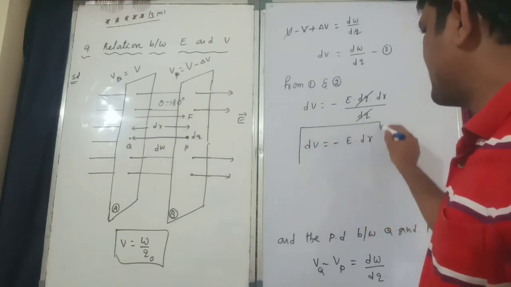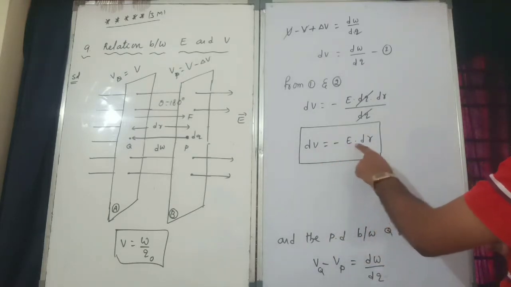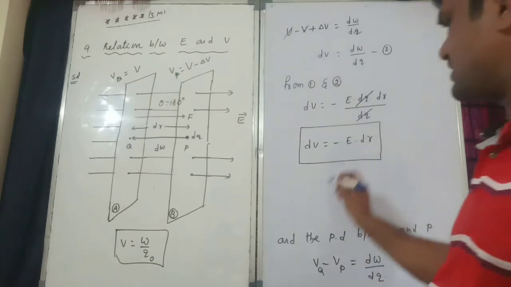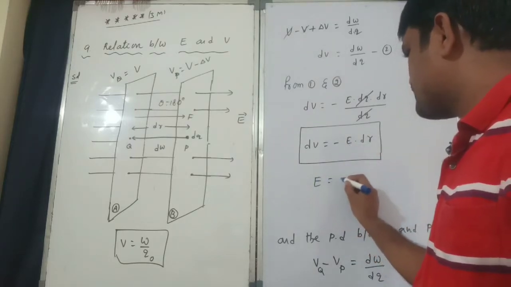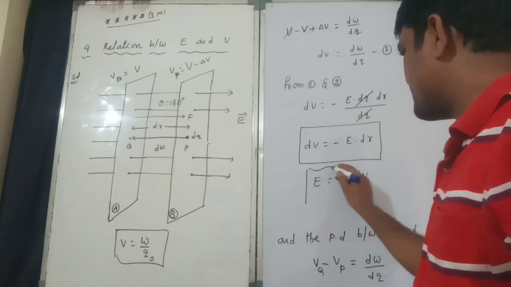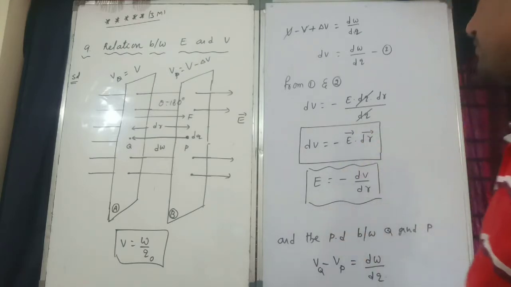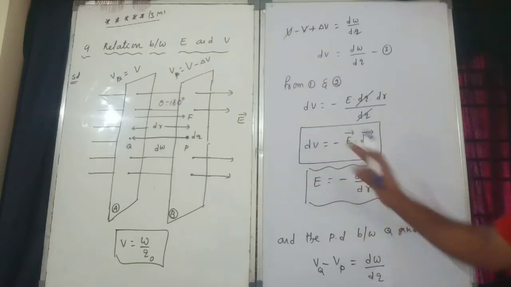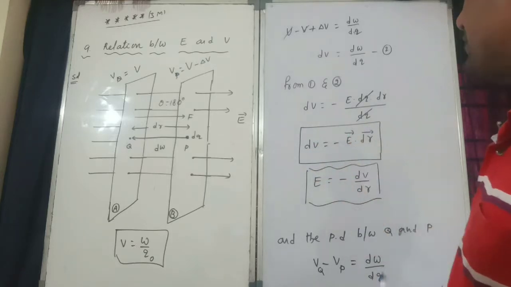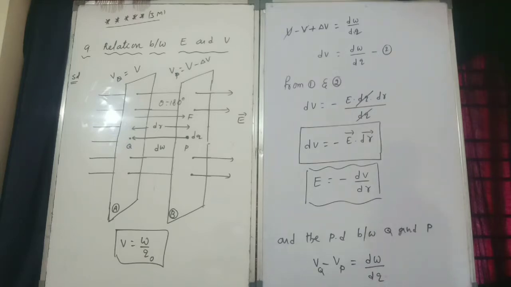This is the very important relation between potential and E. So E is equal to minus dV by dr. Remember, this is a vector dot vector scalar product. Potential is scalar, so electric field is vector. This is a position vector from there to there, the displacement vector. So this is our derivation, a very important 3-mark question.